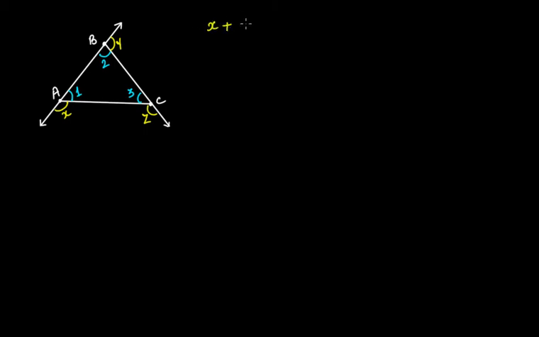Okay. Now, let's begin with vertex A. X plus angle 1 is actually equal to 180 degrees, right? Therefore, angle 1 is equal to 180 degrees minus X. Okay? Let this be equation 1.